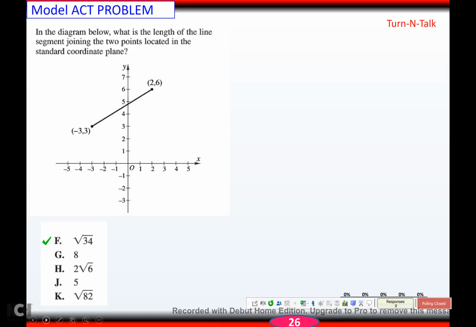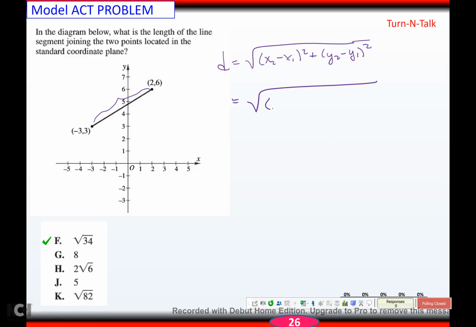And hopefully you got the square root of 34. In the diagram below, what is the length of the line segment joining the 2 points? So they want the distance, and your distance formula is the square root of (x2 minus x1) squared plus (y2 minus y1) squared. So my distance is going to be the square root of (2 minus a negative 3) squared plus (6 minus 3) squared.